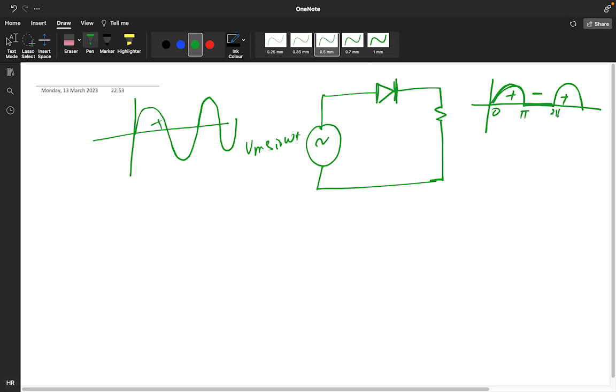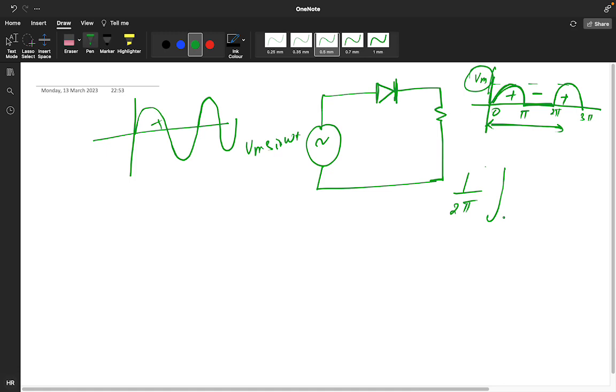Then 0 to pi, that is 2 pi, that is 3 pi, you are getting it like this, right? So this is a half wave rectifier. Okay, so if you calculate the average value for this, what is the time period? The total time period is 2 pi, so we take 1 by 2 pi.